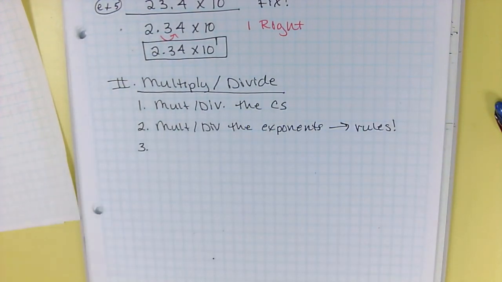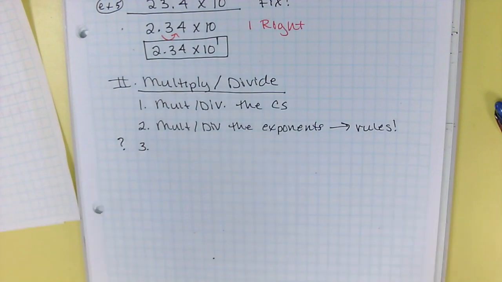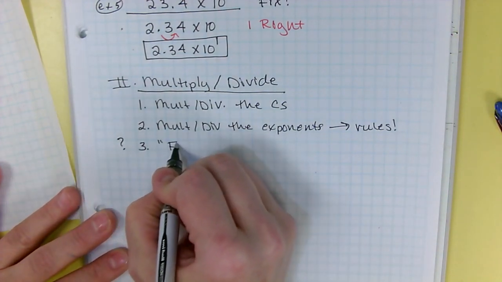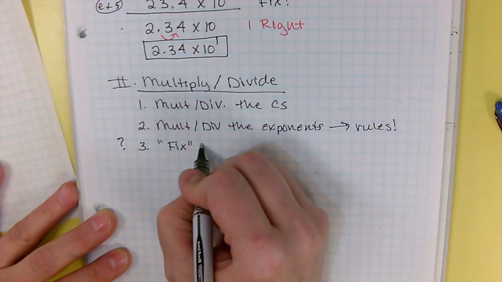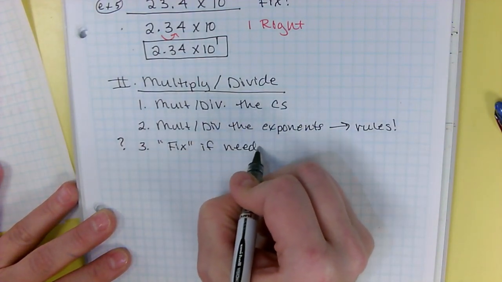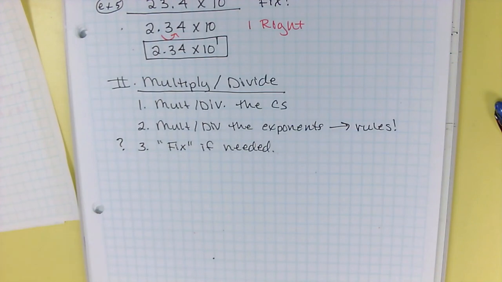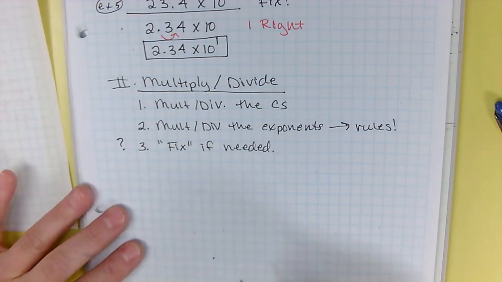And then you may or may not have a third step. You have to look at what you've got. If it's good the way it is, you're done. If it's not following the rules of scientific notation, you're going to have to fix it. So the third step is fix if needed. And sometimes it will be needed and sometimes it won't.